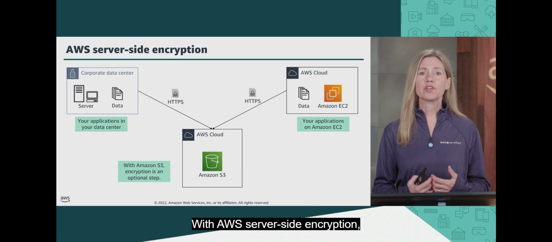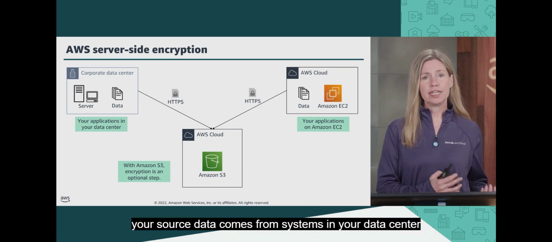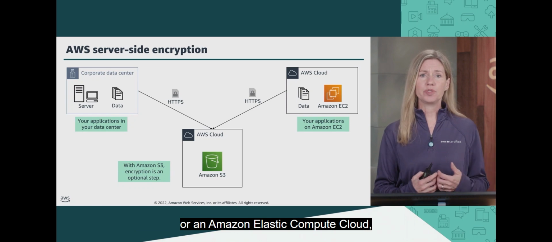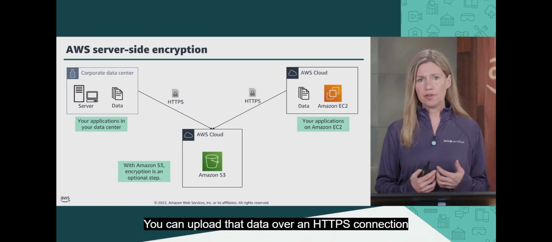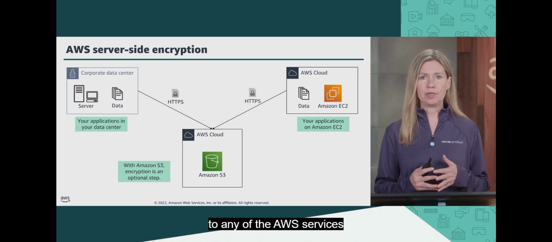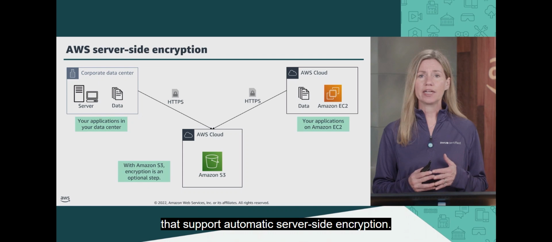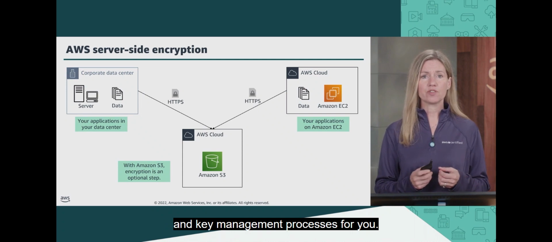With AWS server-side encryption, your source data comes from systems in your data center or an Amazon Elastic Compute Cloud, known as Amazon EC2 instance. You can upload that data over an HTTPS connection to any of the AWS services that support automatic server-side encryption. The service endpoint handles the encryption and key management processes for you.